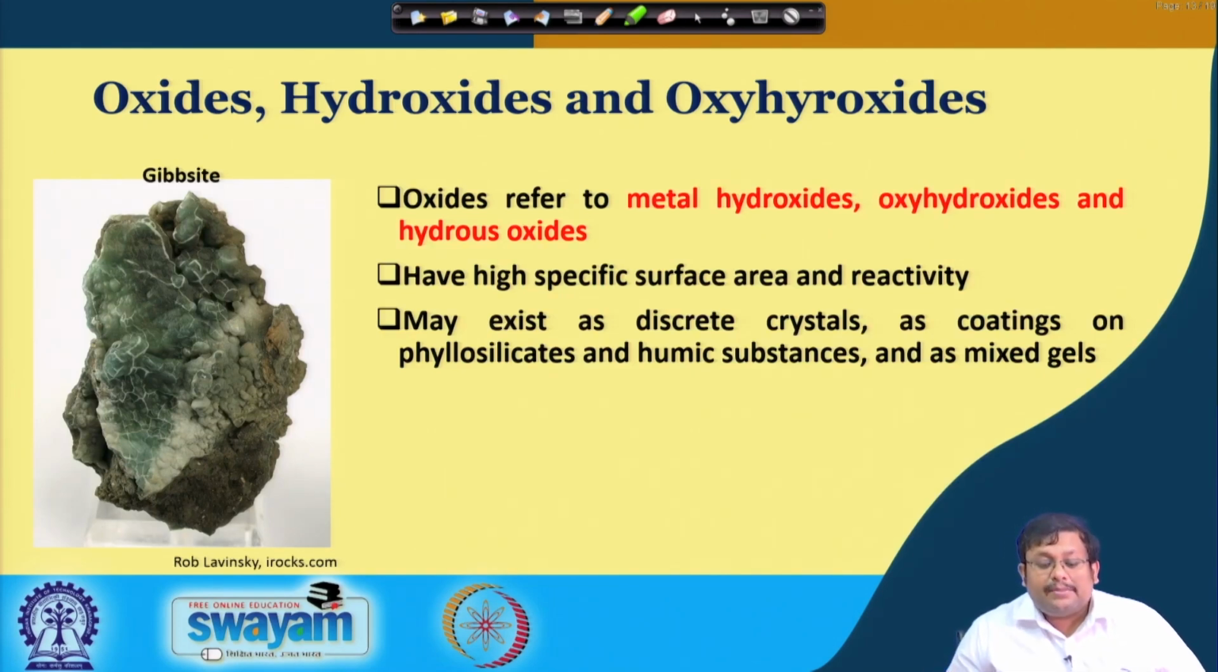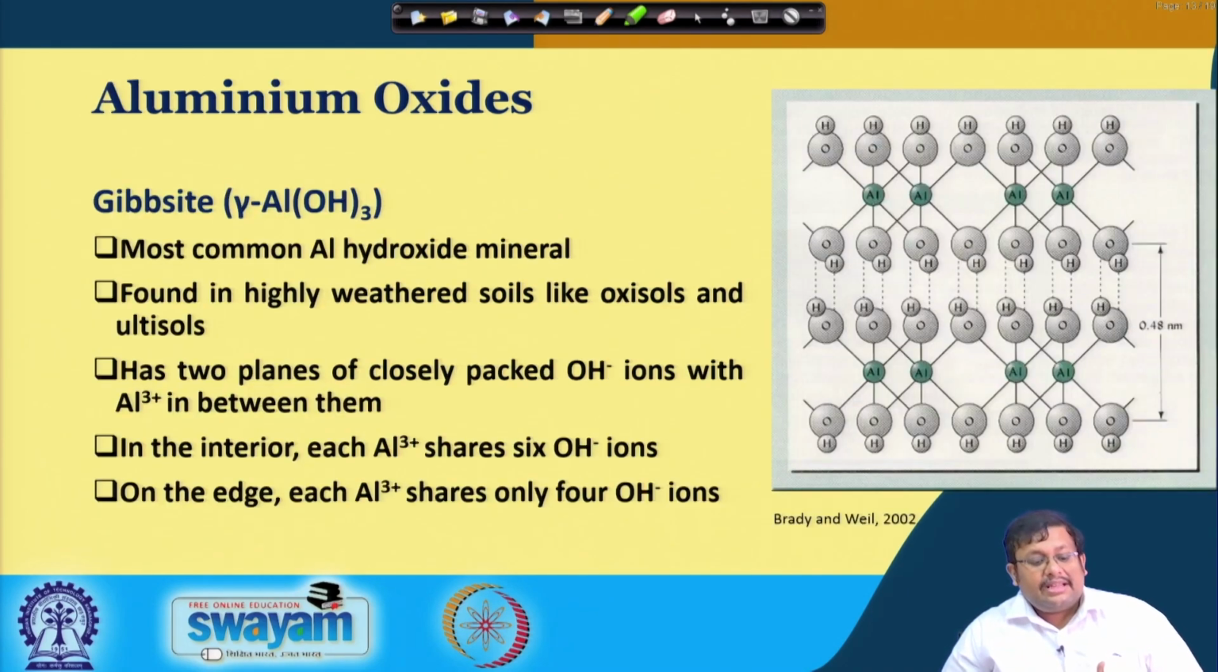Other important minerals present in the soil as a result of high chemical weathering are different oxides, hydroxides and oxyhydroxides. Oxides refers to metal oxides, hydroxides, oxyhydroxides and hydrous oxides, and here you can see the gibbsite structure, which is dominated by aluminum. They have high specific surface area and reactivity, and they may exist as discrete crystals, as coatings on phyllosilicates and humic substances, and as mixed gels. These are basically the end products of intensive chemical weathering.